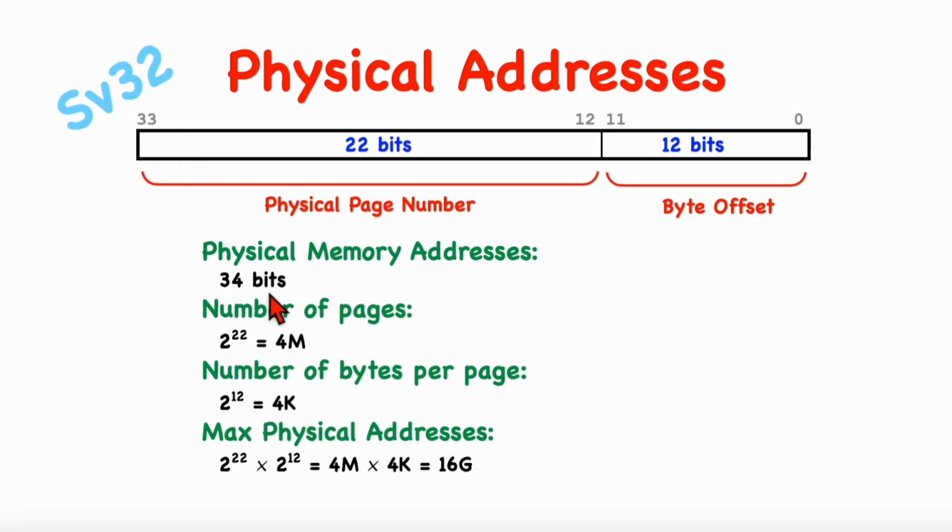Physical addresses are 34 bits in size, and we can see that every physical address can be broken into two pieces, a page number, which is 22 bits, and an offset into the page, which is 12 bits. 22 bits gives us 4 million pages. Actually, the exact number is a power of 2. And 12 bits for the offset gives us 4,000 bytes in each page, or actually 4,096 to be exact. And then multiplying 4 million times 4,000 gives us a 16 gigabyte physical address space.